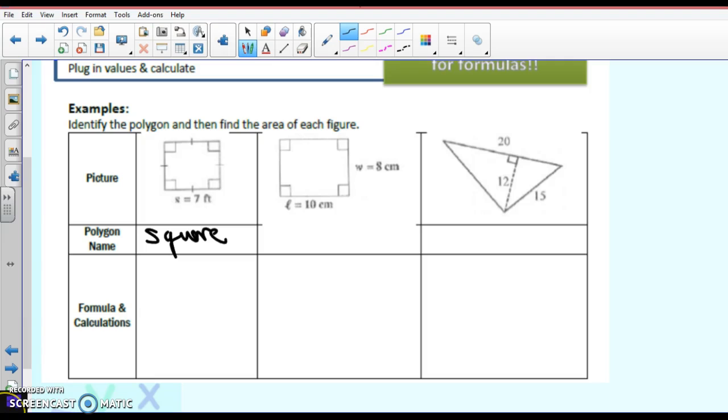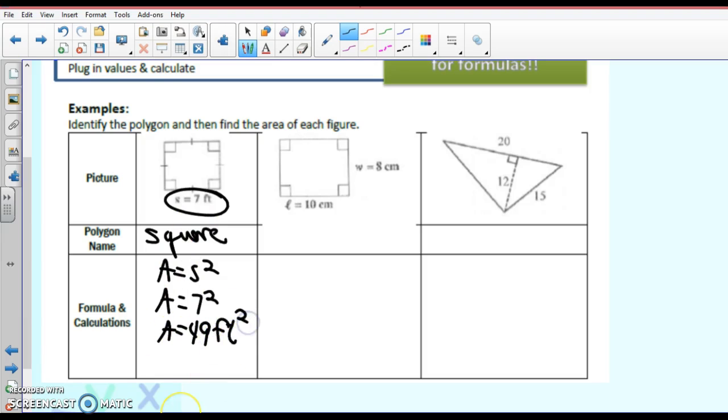If you look on your formula sheet, the formula sheet is area of a square is side squared. Well, here's the side, 7. So area is 7 squared. Area is 49, and the unit will be square feet. You can write it that way, or you could write it this way, 49 square feet. But it has to have a unit.